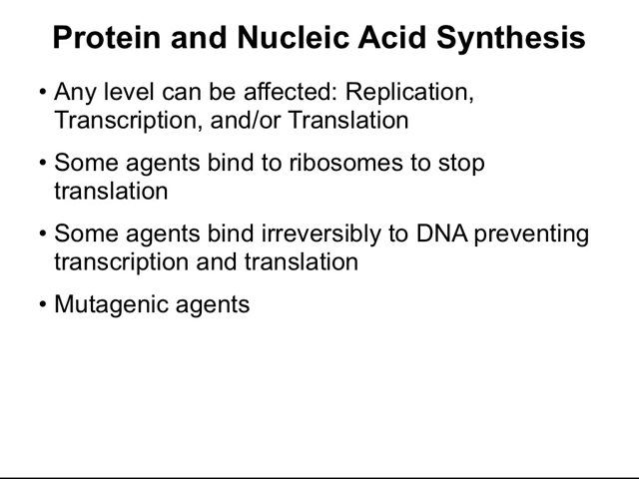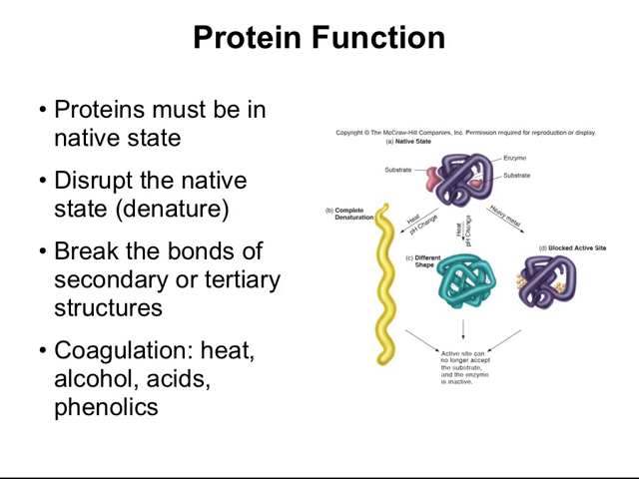The final way that these antimicrobial agents can work is in protein function. The native state of the protein is its normal 3D configuration. Many antimicrobial agents work by denaturing or changing the native state. Thus, the protein can no longer function. When we disrupt the native state, it's called denaturing. What happens here is that the bonds are broken in secondary and tertiary structures. You'll recall the alpha helices, beta pleated sheets, and then the initial folding of the protein.